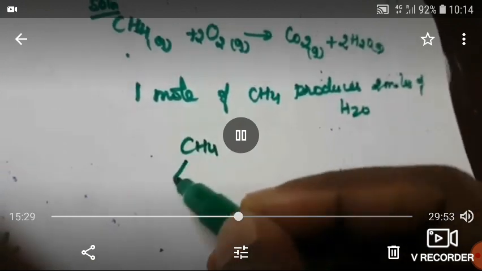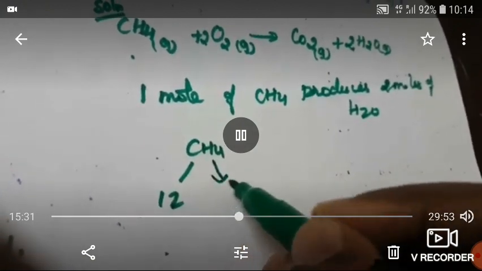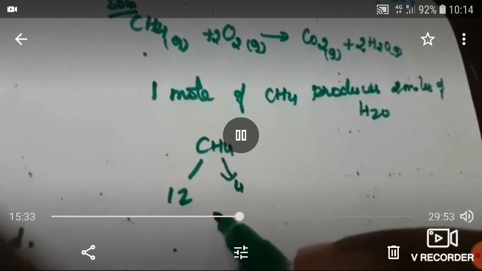What is the molecular mass of methane? 12 plus 4 equal to 16 grams. And what is the mass of the water molecule? Water molecule is 18.